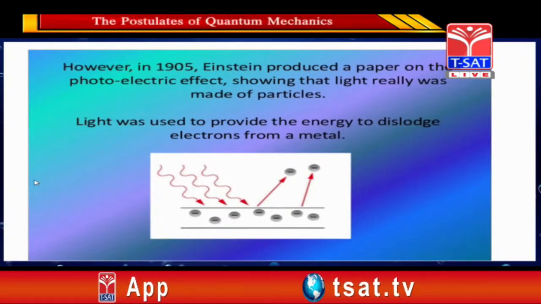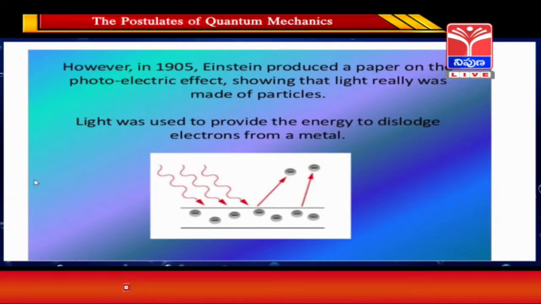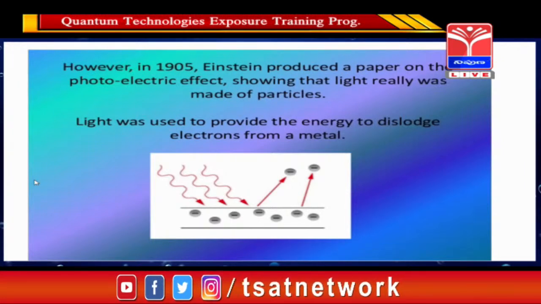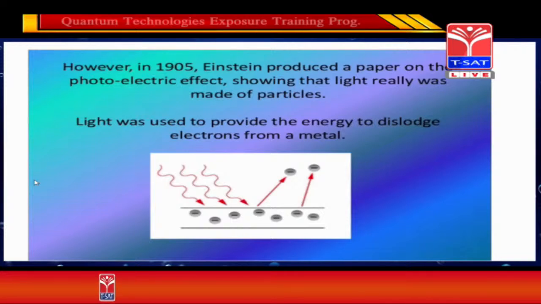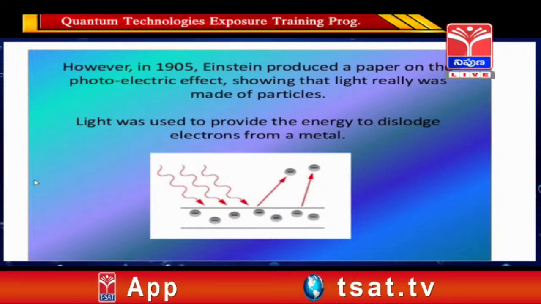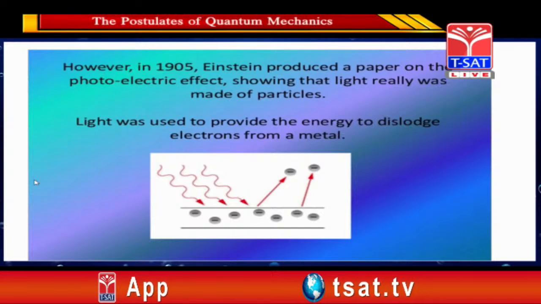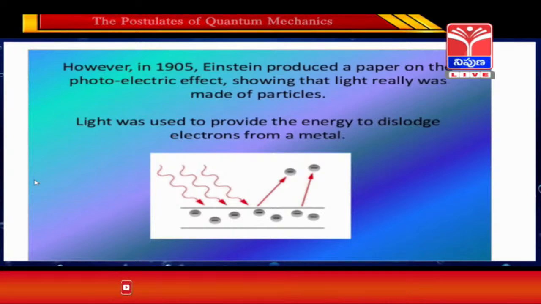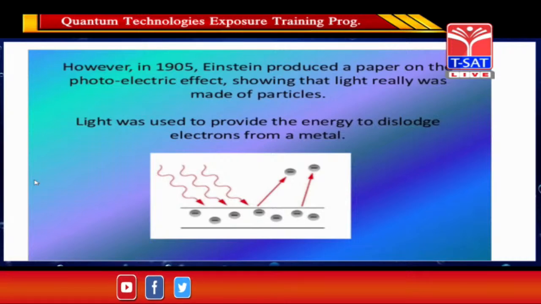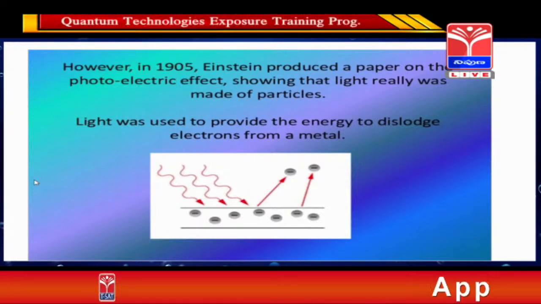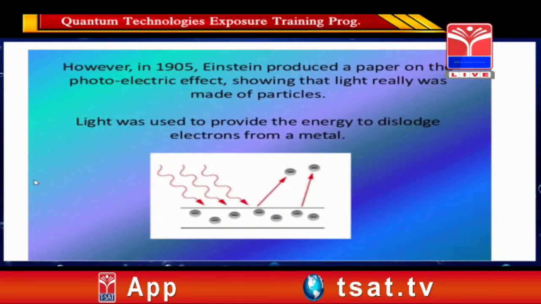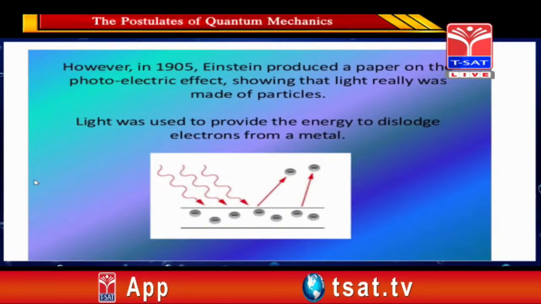Even very low intensity light of a certain frequency dislodged electrons from the surface of the metal. But if we use light of a lower frequency, no matter how intense, electrons are not dislodged. This is a very curious example from the perspective of the physics we understood at that time, because this does not match our theory.